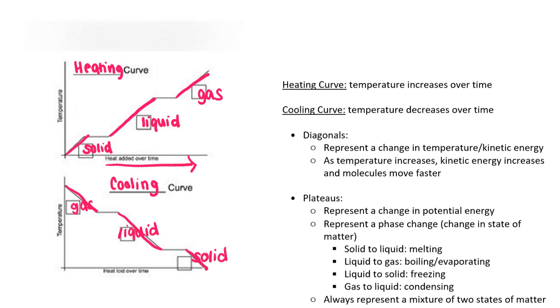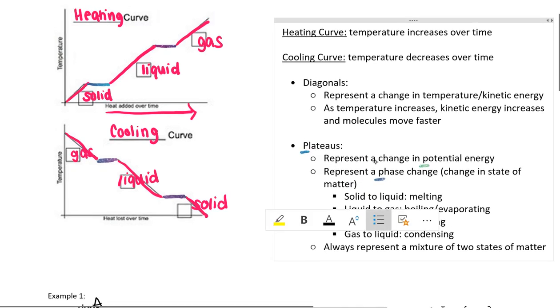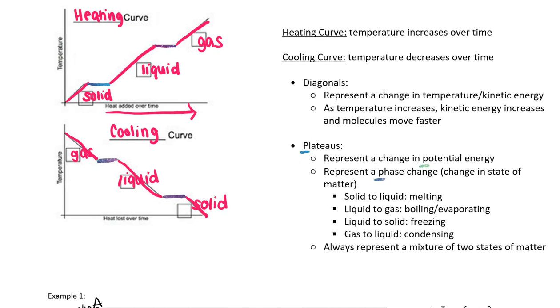The plateaus are these flat portions. The plateaus, start with P, are going to represent a change in potential energy, which is our stored energy. And they're also going to represent a phase change. So plateaus are a change in potential energy, but they're also representing a phase change. A phase change just means we have a change in state of matter. So we have 4 phase changes.